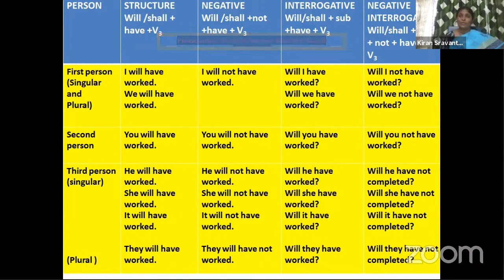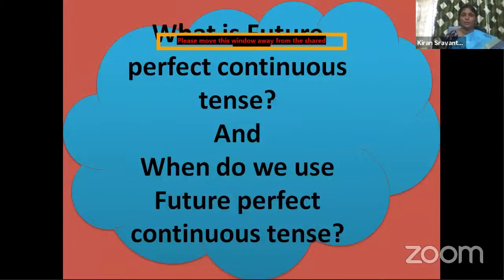Then coming to negative interrogative. So won't I have worked, or will I not have worked? Will we not have worked? Will you not have worked? Will he not have worked? Will she not have worked? Will it not have completed? I have taken completed here as the verb. So will they not have completed? So you can frame sentences with any example in that way.